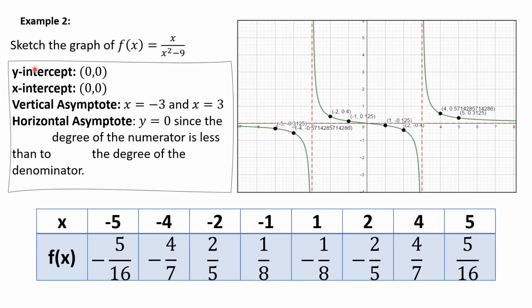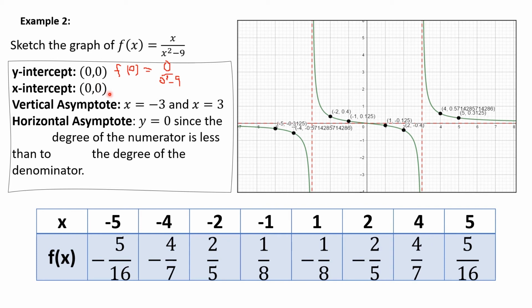Let's have another example. Sketch the graph of f of x equals x all over x squared minus 9. To solve for the y-intercept, we evaluate f of 0. So this becomes f of 0 equals 0 all over 0 squared minus 9. That is 0 divided by negative 9, which is 0. So our y-intercept is 0, 0.